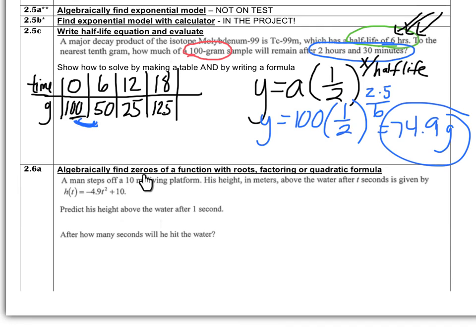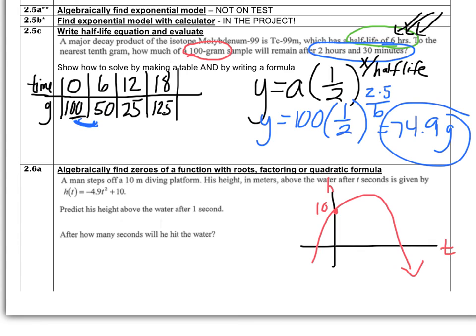2.6a, we're going to algebraically find zeros of a function with roots, factoring, or the quadratic formula. So scenario here, a man steps off a 10-meter diving platform. His height in meters above the water after t seconds is given by this particular equation. So if we were to sketch it, by the way, and put it on some XY graph paper, what's going to happen is you're going to see something like this, where this right here is his starting height of 10. And then our x-axis stands for time, and our y-axis stands for height.